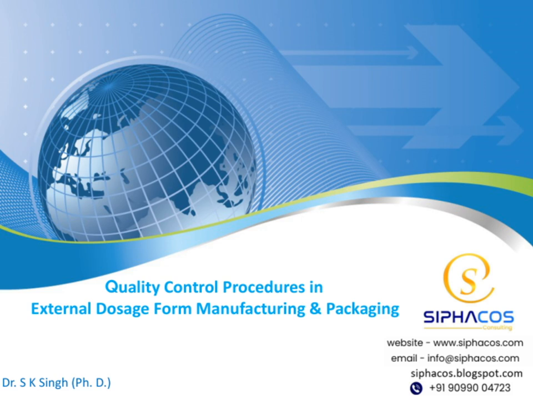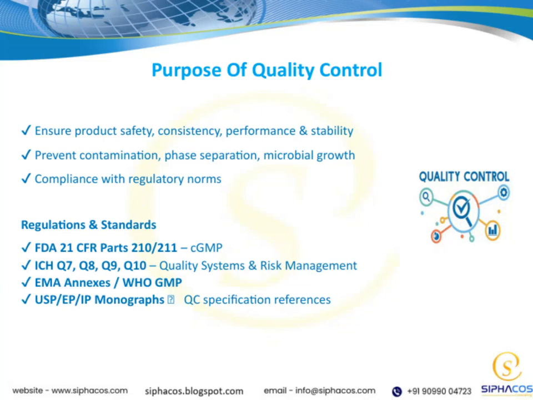Let's start by discussing the purpose of quality control. The main goal here is to ensure that our products are safe for use, consistent in quality, and perform reliably. We want to make sure they stay stable throughout their shelf life. Quality control also plays a crucial role in preventing issues like contamination, phase separation, or microbial growth, which could compromise the product or pose health risks.